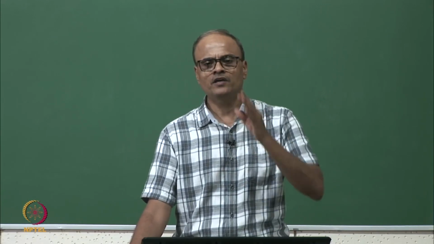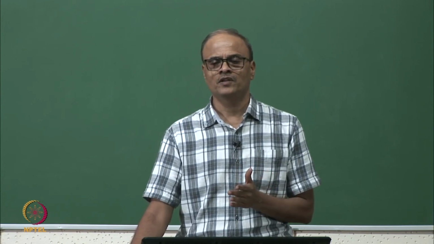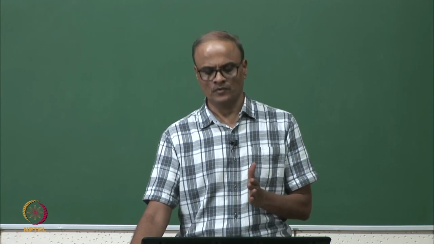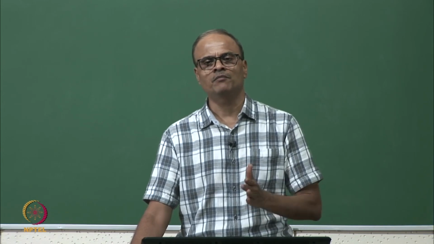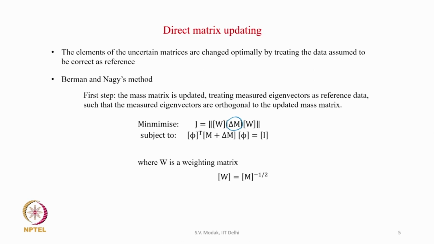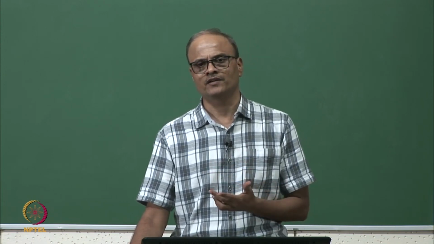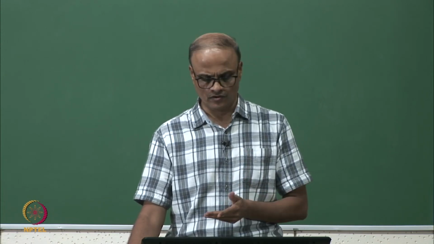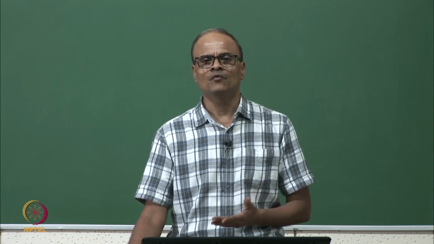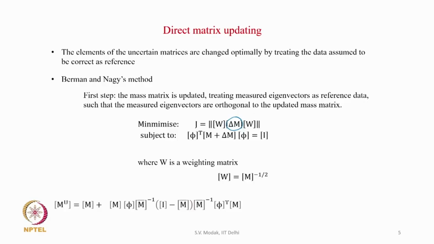So, this is converted to an unconstrained minimization problem by defining what is called the Lagrangian, which is equal to the sum of the objective function plus Lagrange multipliers multiplied by the different constraints. So that the unconstrained problem is solved, which basically involves minimization of the Lagrangian, and that gives us a closed form solution for the unknown updated mass matrix. We will not go into details of that derivation, but we will straight away look at the solution for the updated mass matrix, and that solution is given by this matrix equation.